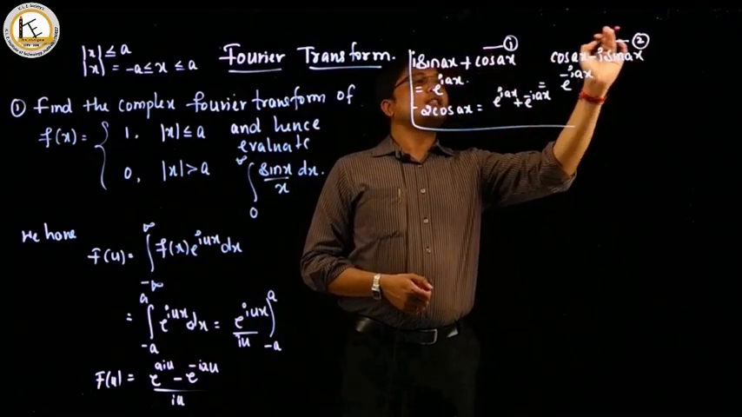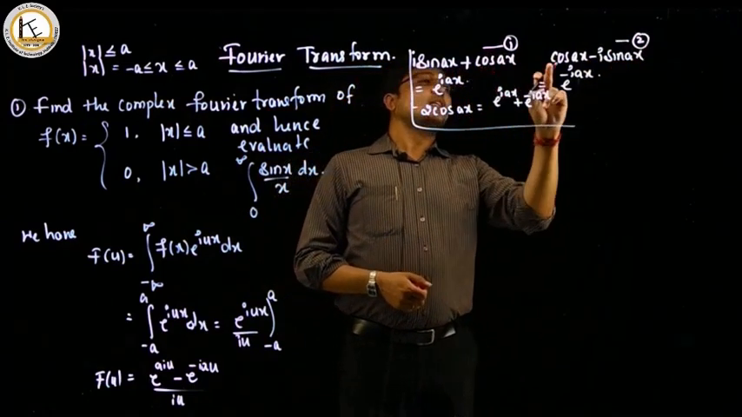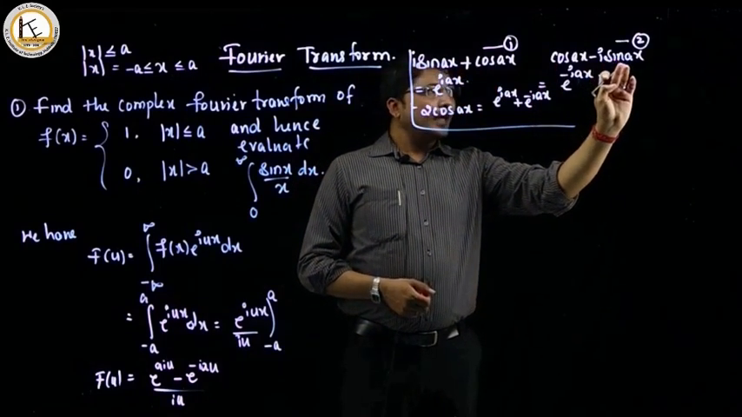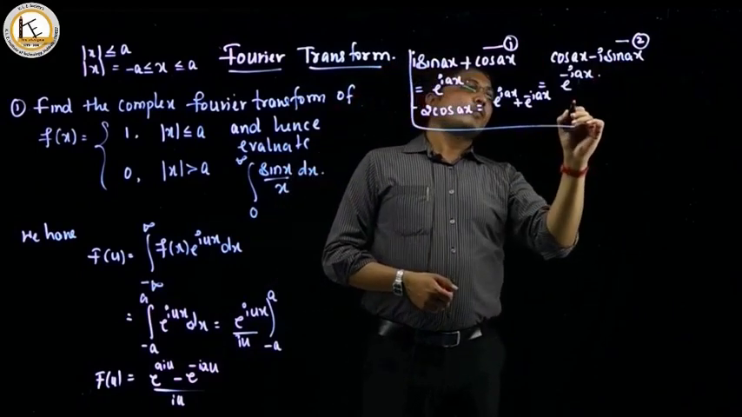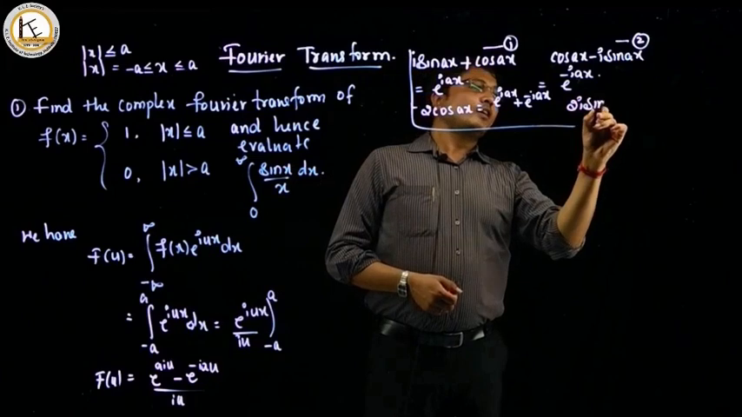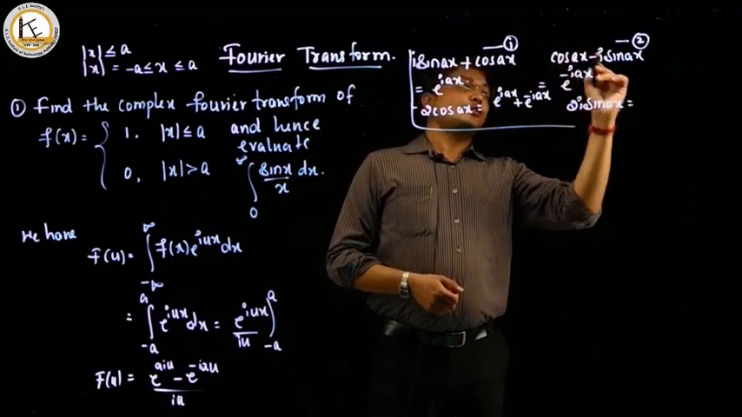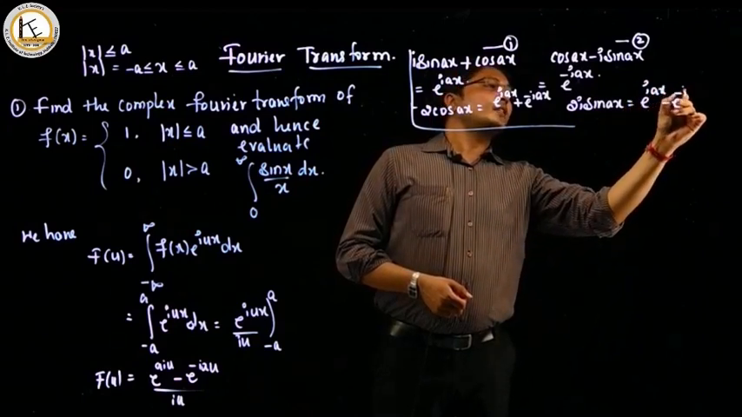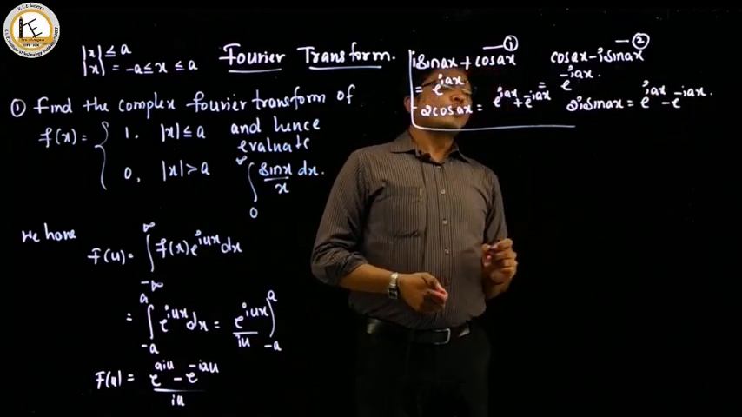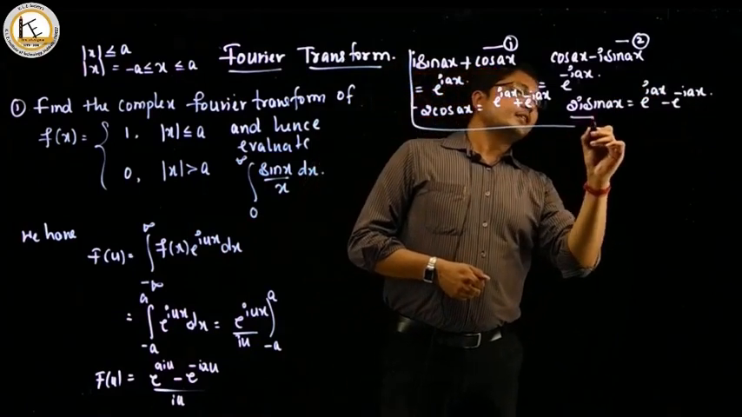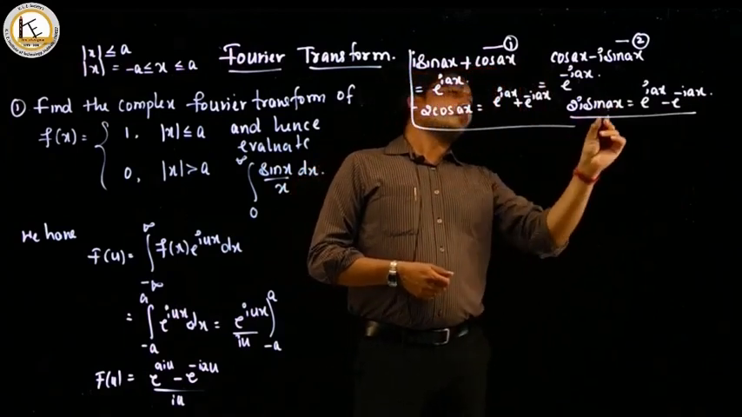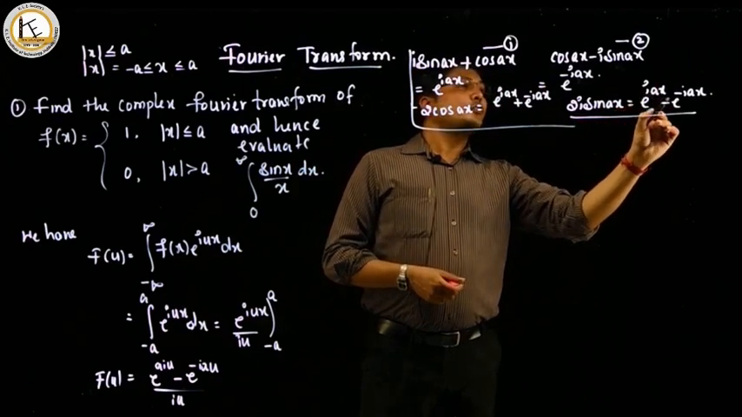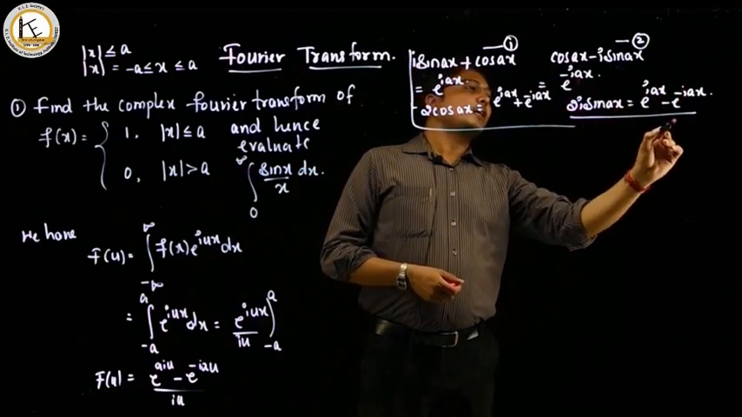then definitely cos ax and cos ax get cancelled, and I sin ax plus I sin ax become 2I into sin ax, where we are subtracting 1 and 2. So we have e raised to iax minus e raised to minus iax. From this expression it is clear that sin ax is equal to e raised to iax minus e raised to minus iax divided by 2I.